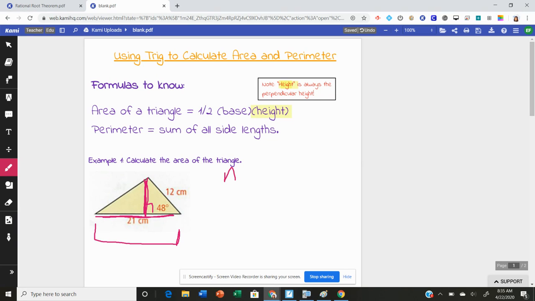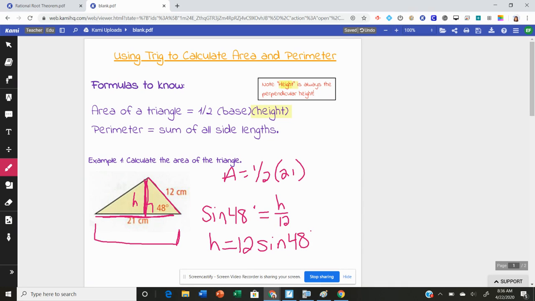So if I'm using my formula, 1/2, my base is 21. I just now have to figure out what that height is, so I'm going to call it h. And then I can use trigonometry from here in order to figure out what that height actually is. Our h is going to be our opposite side. Looks like the 12 here we can use as the other side of our triangle. That's our hypotenuse. So that means we're looking at a sine ratio. Sine of 48 degrees is equal to our height over 12. I'm going to solve for h here and just say that it's 12 times the sine of 48 degrees.